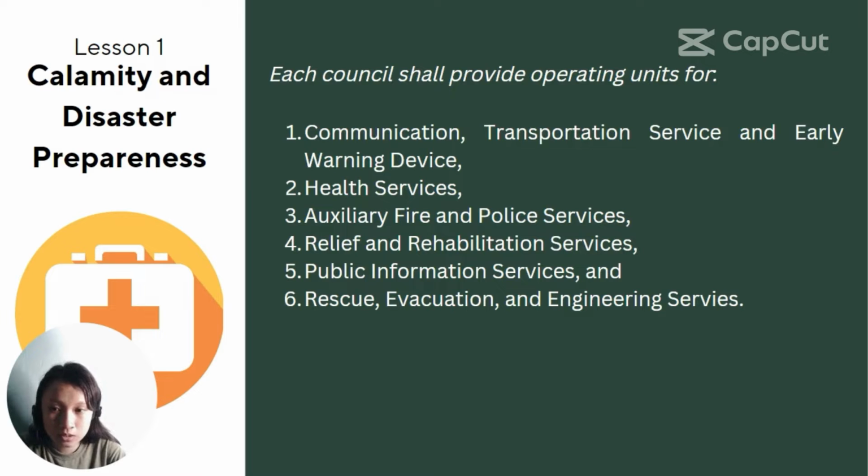So kani sila each council kaning katong na from DPWH to DTI kato sila nga councils sila ang ga-provide sa operating units for number 1 kato kung gipang explain ka ganiha nga silang communication, transportation service, early warning device, health services, auxiliary fire and police services, relief and rehabilitation services, public information services, and rescue, evacuation, and engineering services. So mo to, gipang-explain na nako, di ba to isa-isa. So, more siya anak gi-generalize na tanan.